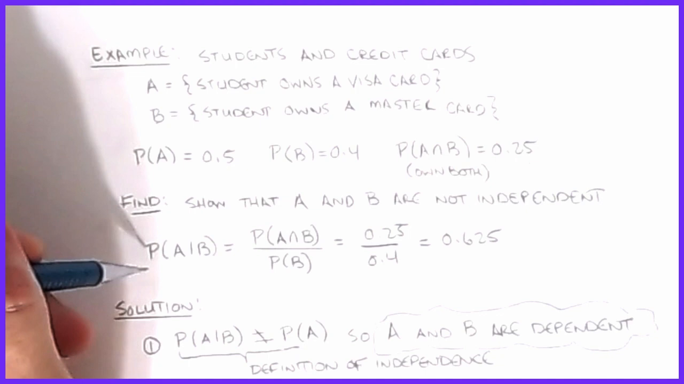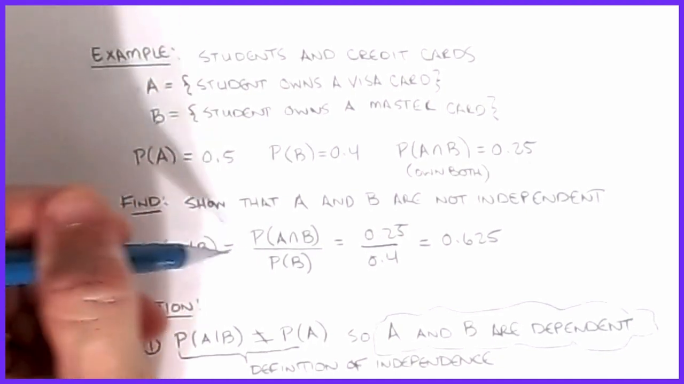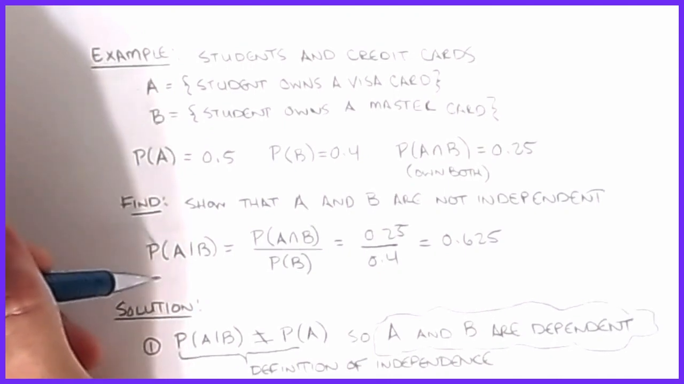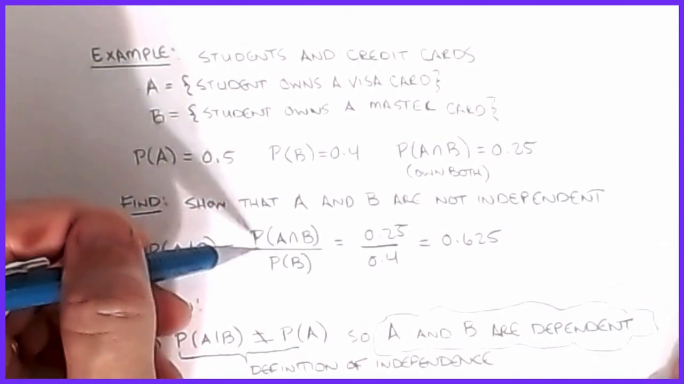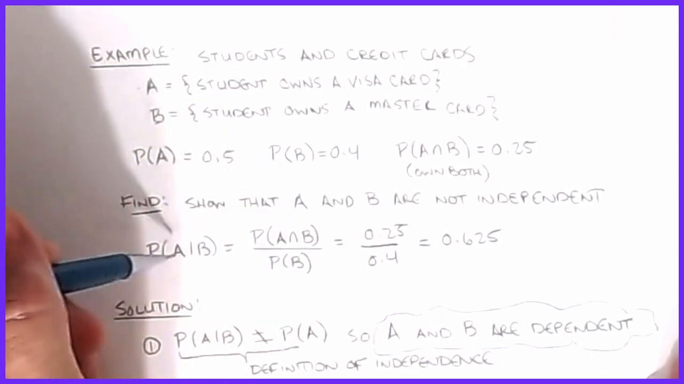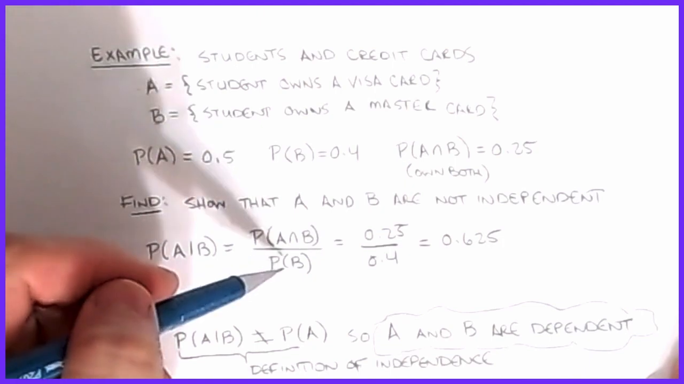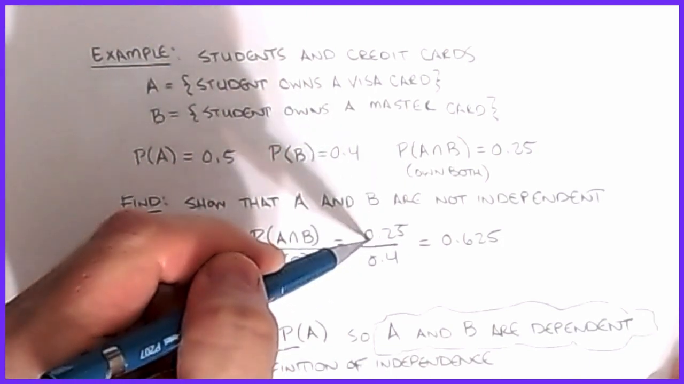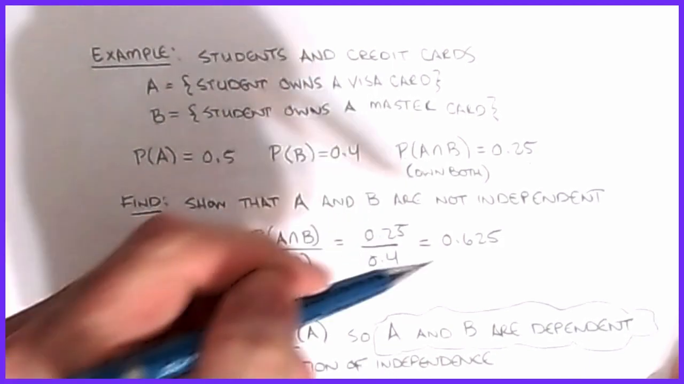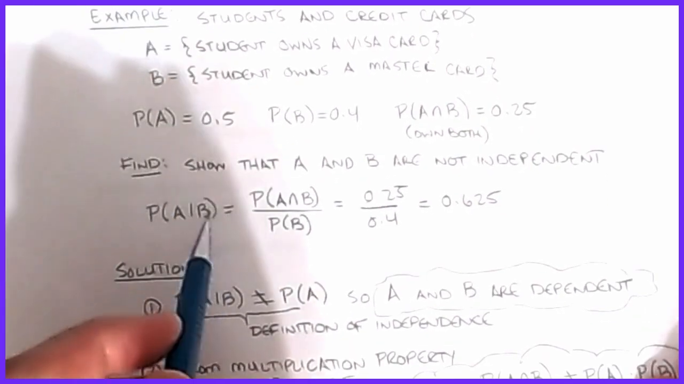The first thing I need to do is calculate the conditional probability of A given B. We know from our definition in the last video that it's the probability of the intersection of A and B divided by the probability of B. That gets me A given B. Based on the survey data, I take the 0.25 and plug it in here, and I take the 0.4 and plug it in here, and I get 0.625. That would be the conditional probability of A given B.